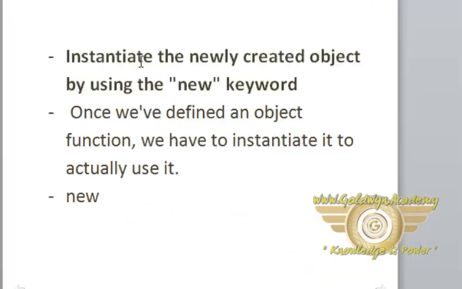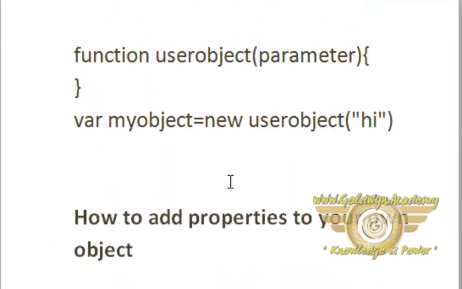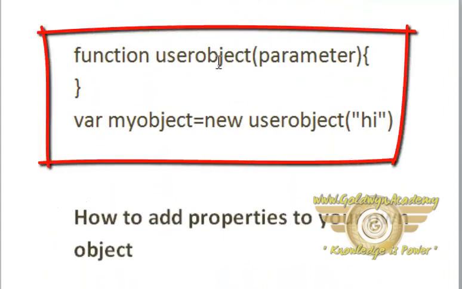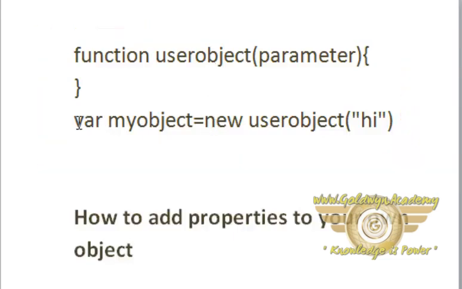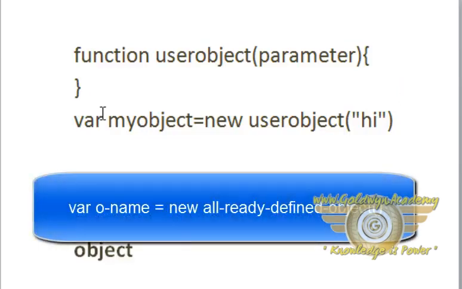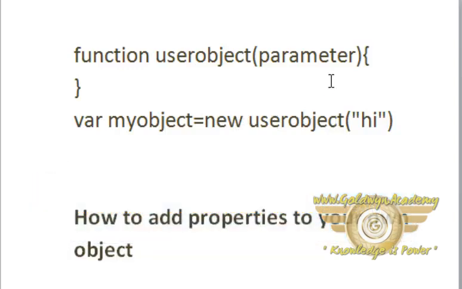Second step, instantiate the newly created object by using the new keyword. Once we have defined an object function, we have to instantiate it to actually use it. We can use the new keyword to instantiate that object. Here is the example. Here we have defined user object. Now if I want to instantiate this user object, I should write like this, where object name, new keyword, and our already defined object. If you want to pass any value, then you should write it into this parameter.